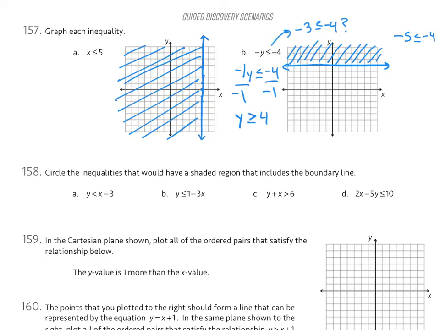So I want to circle any of these inequalities that have an underlined inequality symbol. That would be part B and part D. The other two, part A and part C, would be dashed boundary lines. The boundary lines are not included because these do not say equal to. It is just less than or greater than.